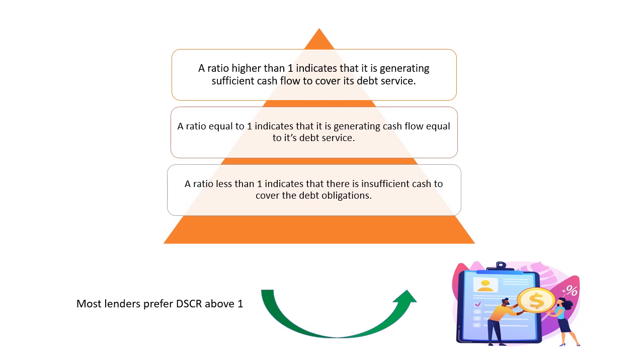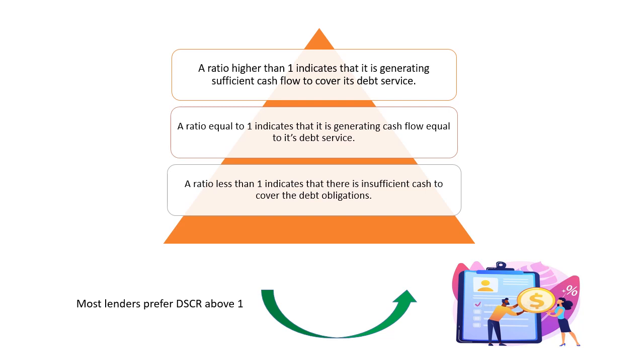So, how do we analyze DSCR? Any debt service coverage ratio which has a value higher than 1 will mean that the business has more than required cash flow. That is, its cash flow is more than its debt service and it is in a very comfortable position to pay back its debt obligations.